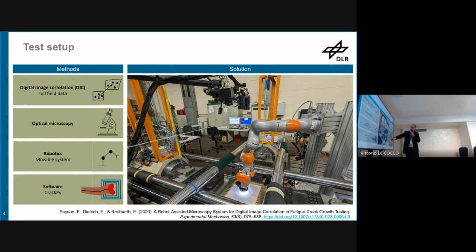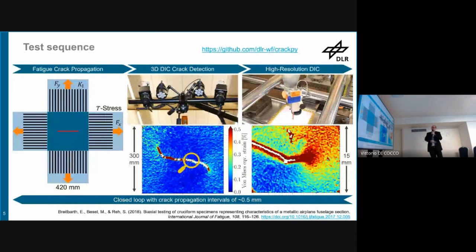Above the specimen, there is a 3D DIC system which observes the whole testing area. And finally, for evaluation of the data, we developed our own toolkit called CrackBite. It's a Python-based toolkit that is open source available and that everybody here can use. So this is our test setup, and now we go to the test sequence.